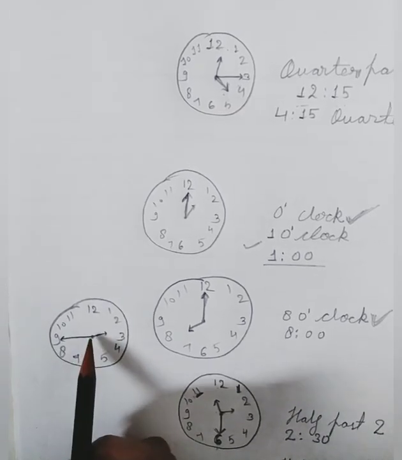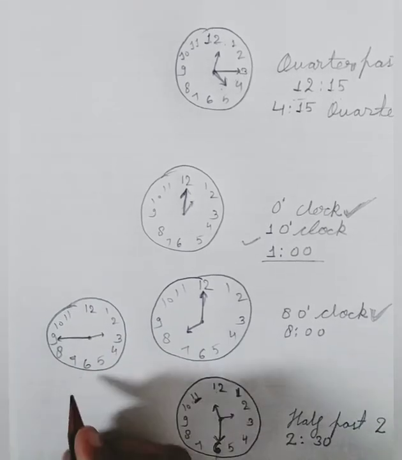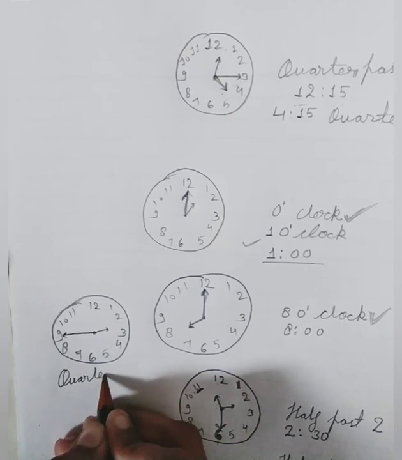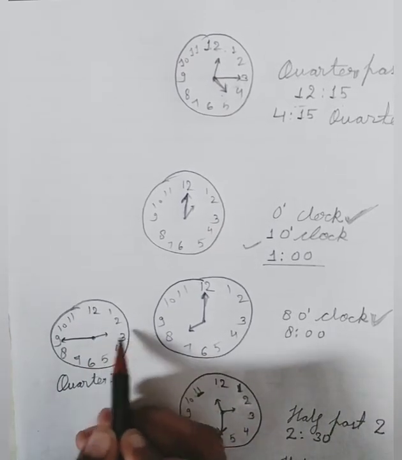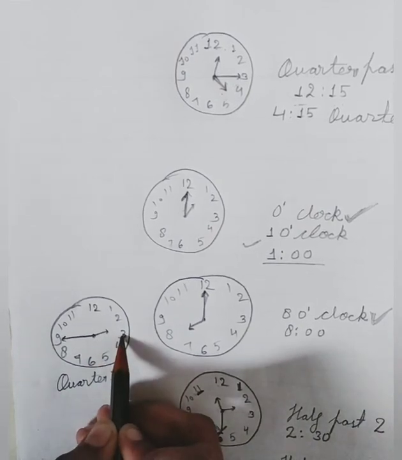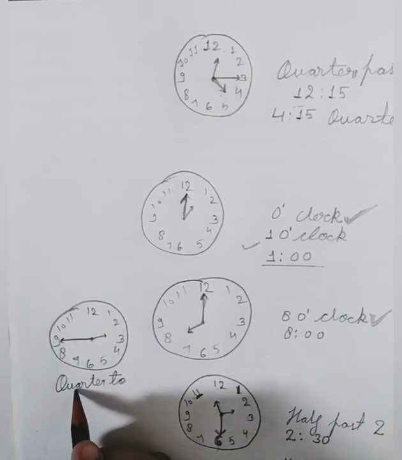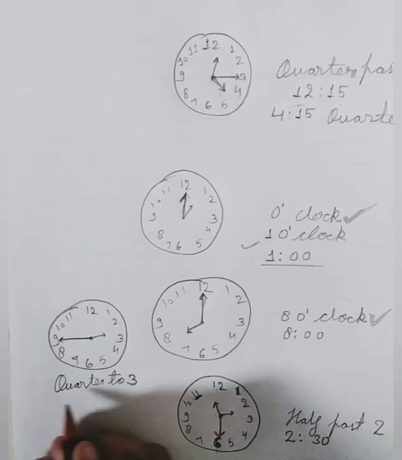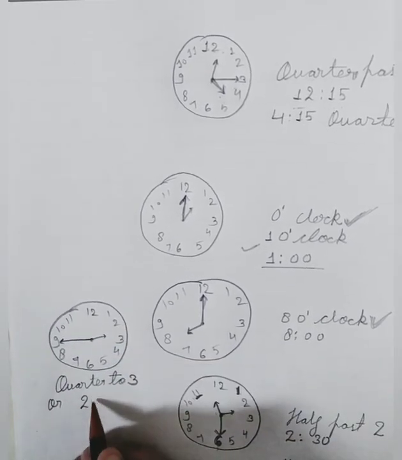Now let's see how to write the time. Recently I taught you when big hand towards the 9, always time will be considered in quarter to. But how much? Time is going to be 3, but not exactly. Time is going to be 3, but it has not happened yet. So that's why time will be considered like quarter to 3. Quarter to 3. Or in another way, you can say time is 2:45.